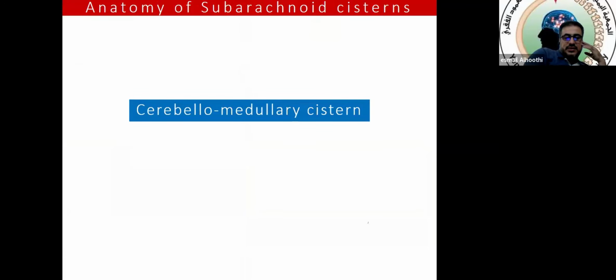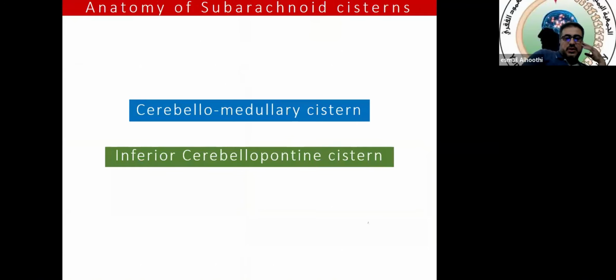The second cistern is the cerebellomedullary cistern. The cerebellomedullary cistern has another name. It's the inferior cerebellopontine cistern, because some authors and anatomists divide the cerebellopontine cisterns into superior and inferior, and the others divide into cerebellopontine cistern, which we will discuss later on, and the cerebellomedullary cistern.